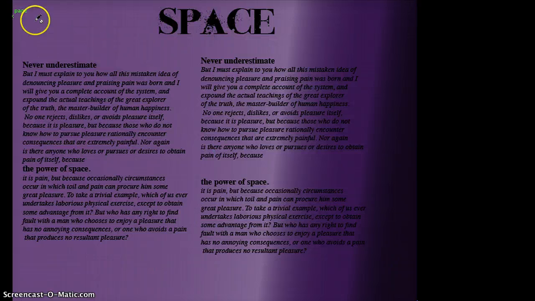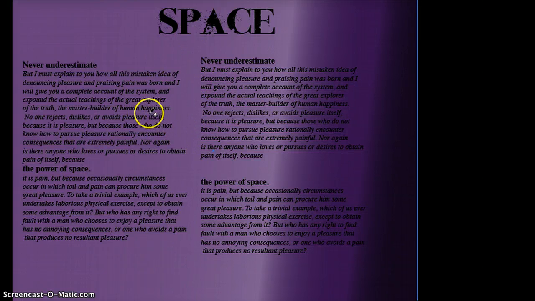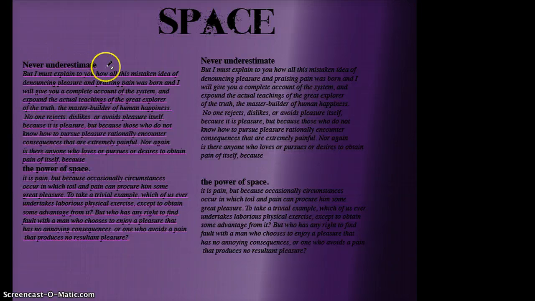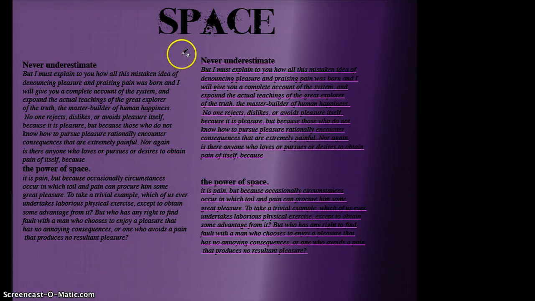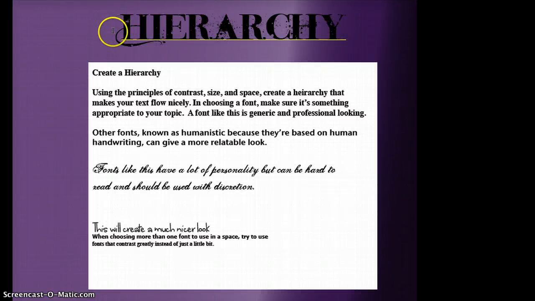Space is also important. It makes things look less jumbled. The only difference between this side and this side is this space added in between. So never underestimate the power of using space in your page. It creates a separation between different sections that wouldn't be as clear without it. Also, there should be enough space in between lines that the text isn't jumbled. When you use these elements, you end up creating a hierarchy that makes your text flow nicely.